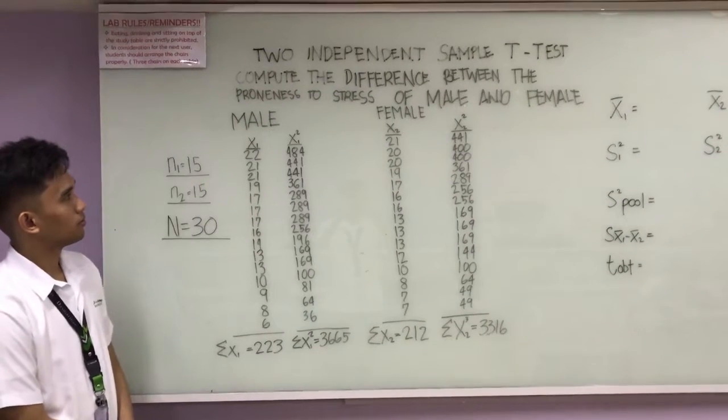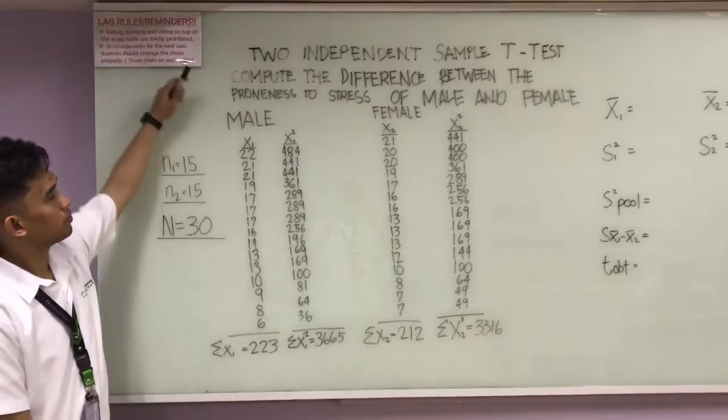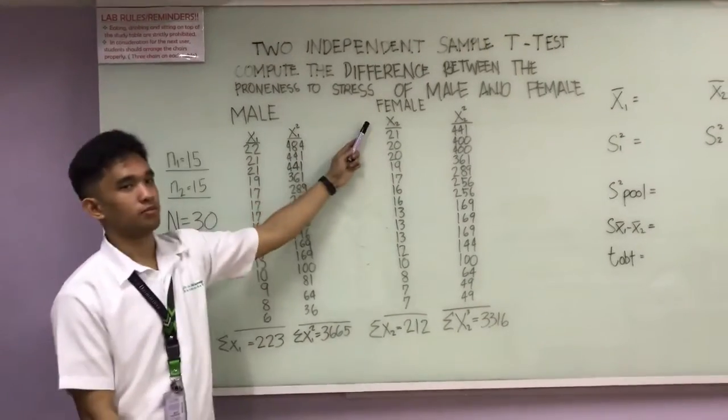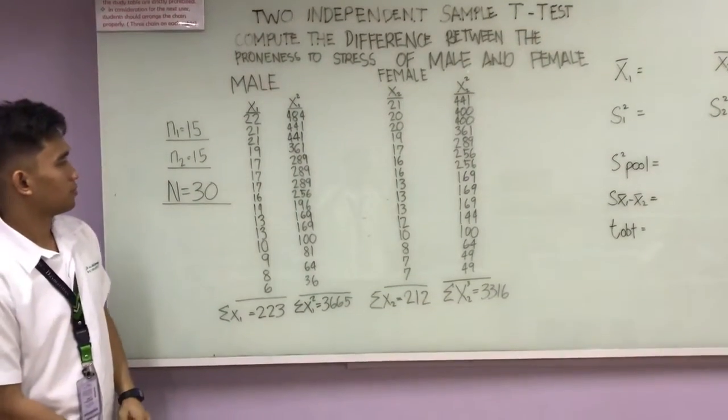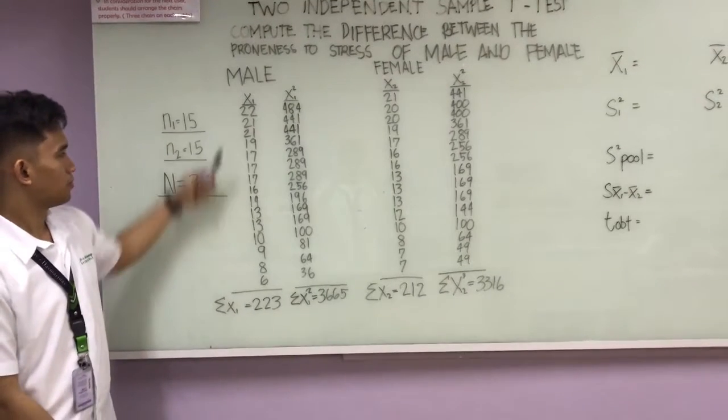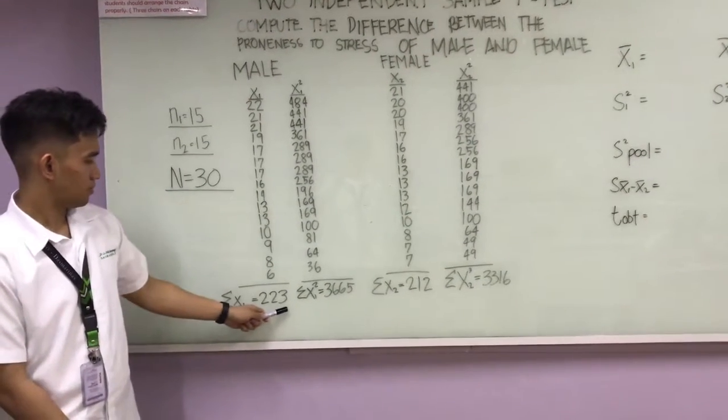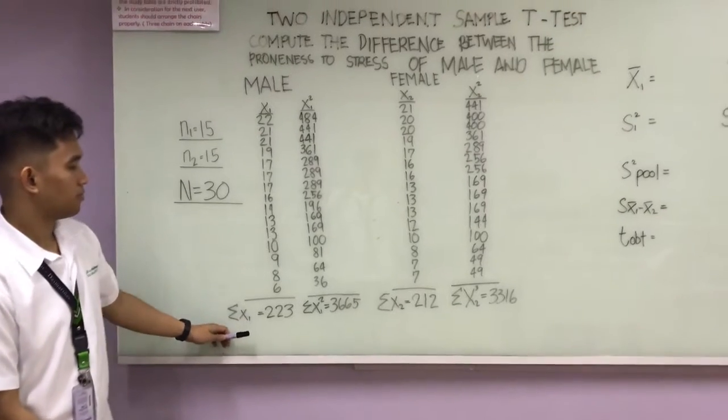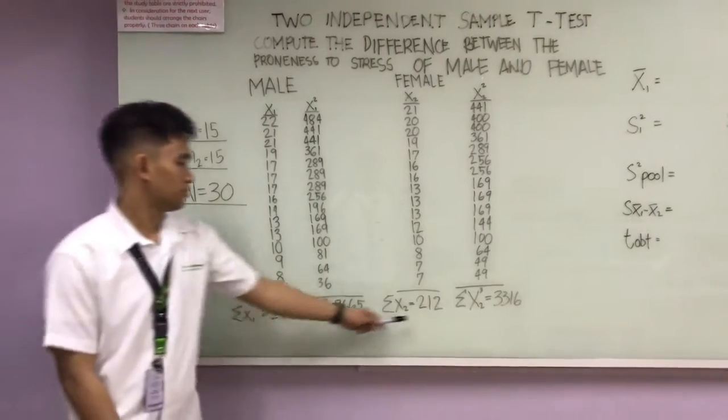Here's an example problem. Let us compute the differences in proneness to stress between male and female. What we have here is the data in order for both male and female. Each group has the summation of x, or the total of all the data in a given group. Specifically, the summation of x sub 1 for male and the summation of x sub 2 for female.